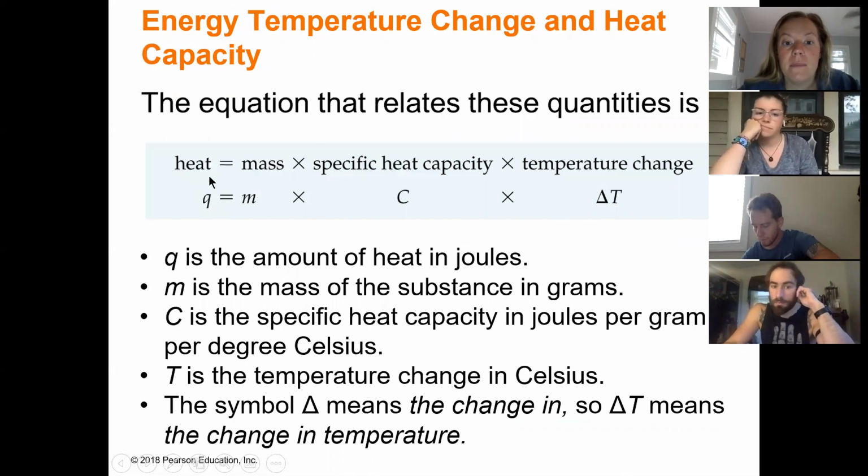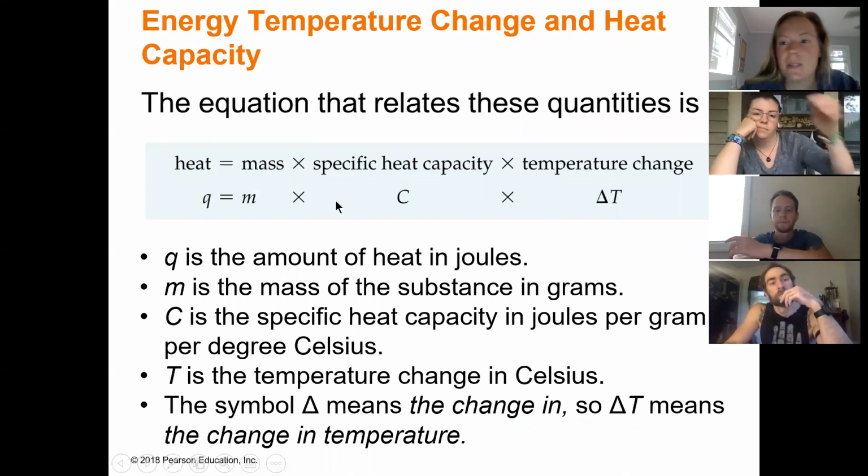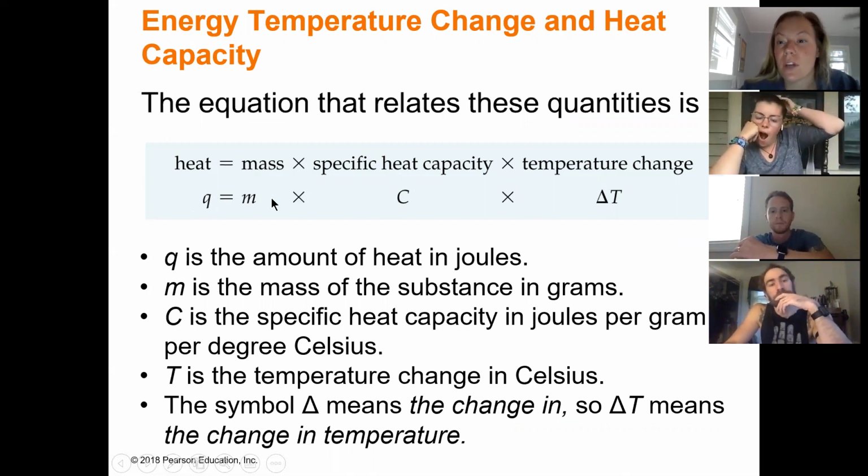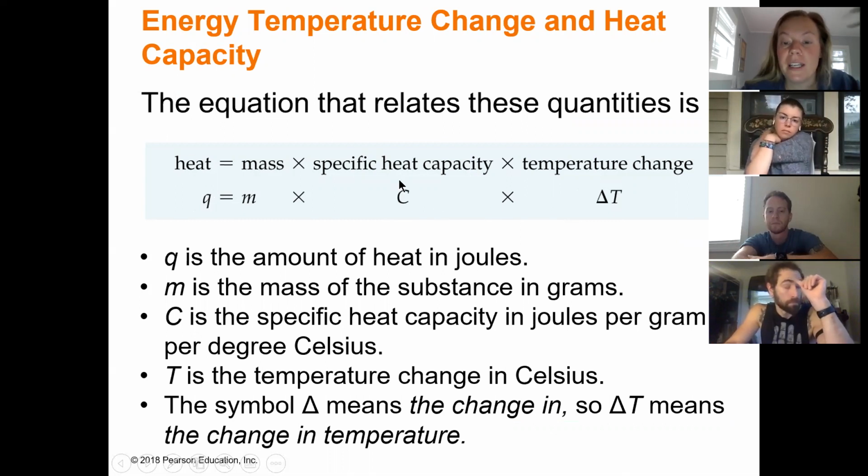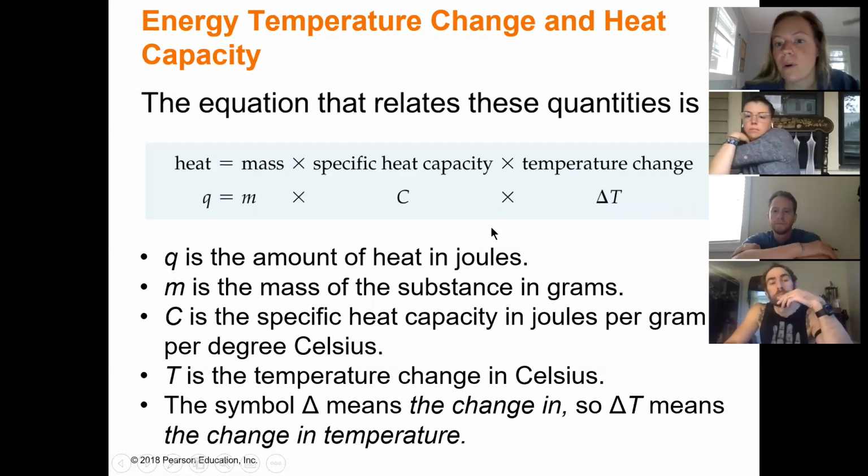So let's look at a problem. First of all, you're not going to be doing dimensional analysis with heat capacity problems. So the conversion factor thing, we're not going to be doing with this because this is just an equation. You have 4 variables. Well, technically 5 because this is a change in temperature. You will be given 3 of the 4 or 4 of the 5, and you solve for the other one.